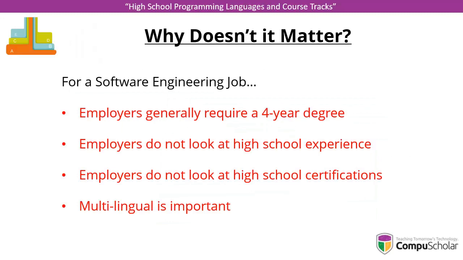So why doesn't it matter what particular language you select in high school? The reality is when you're going for that software engineering job, you're not doing it as a high school student. You're doing it as a 4-year degree college graduate, so employers are generally going to require that 4-year degree. They don't care about your high school experience. They don't care about your high school certifications. But what they may be interested in is the fact that you have learned multiple programming languages. So once you've learned one language, that's a good sign that you can learn the rest. A for loop is a for loop, and an array is an array in just about any language. But the ability to talk in Java and JavaScript and C# and HTML and everything is important because companies today often deal with a bunch of different technologies.